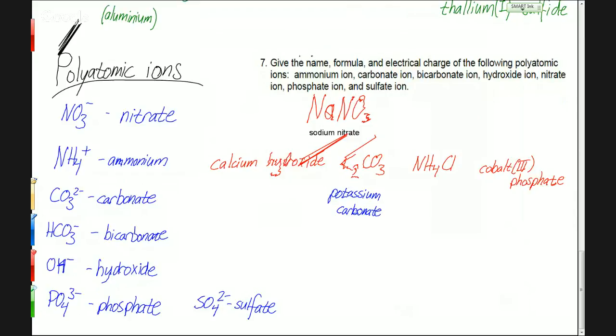All right, what about NH4Cl? Right, we recognize that in this case there isn't a metal because the positive ion, the cation, is ammonium, NH4+. We know it from our list, and then we know that Cl is chloride. So we call this one ammonium chloride.